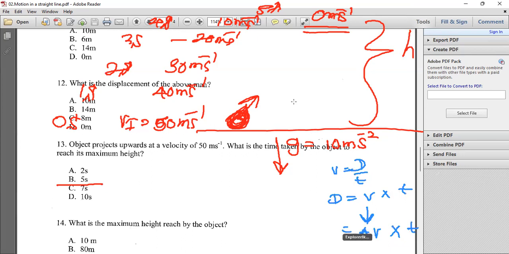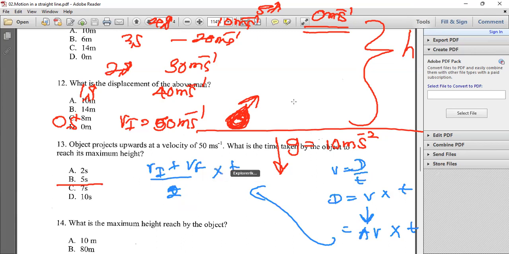So how do we find the average velocity? Initial velocity plus final velocity, divided by 2, would be the average velocity, and multiplied by time. So what is the initial velocity? That was 50 m s^-1. What is the final velocity? That is 0 m s^-1, divided by 2, and the time taken for the motion is 5 seconds.